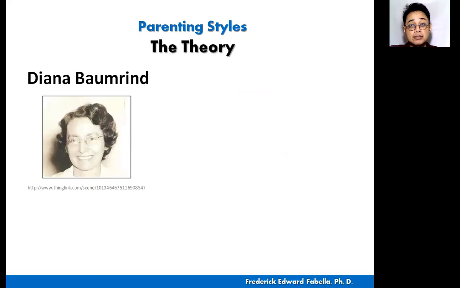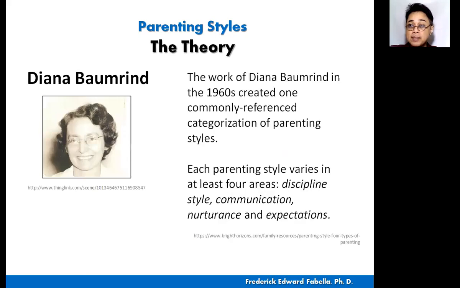This theory was developed by Diana Baumrind. In the 1960s, Diana Baumrind came up with the idea of parenting styles and their different categories. She used four different factors or areas to define and categorize these parenting styles, and these are the discipline style, communication, nurturance, and expectations. Using these four areas, Diana Baumrind came up with four parenting styles. So what are these four parenting styles? Let's look at them one by one.